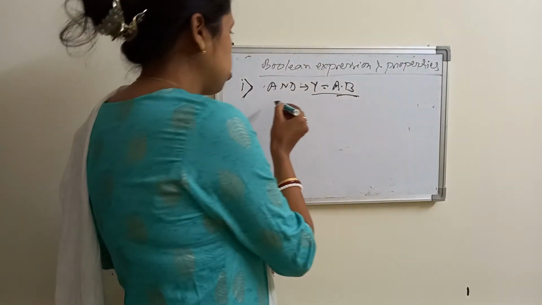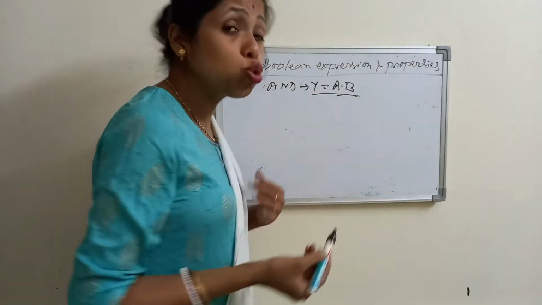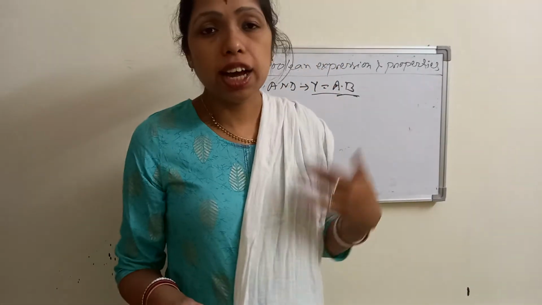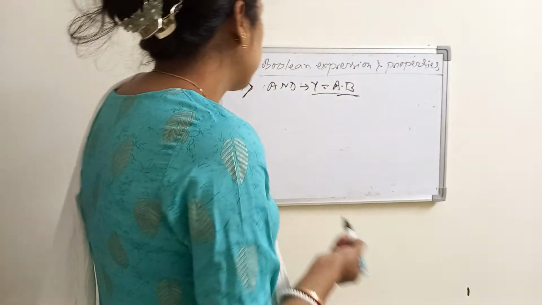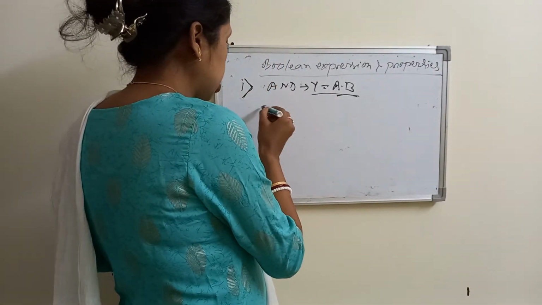Suppose, based on true and false, all are related to the basic gates only: logical multiplication, logical addition, and the complement of the input. Three basic gates are there: AND gate, OR gate, and NOT gate. So based on these three gates, you have lots of properties. First, the basic properties are like this.